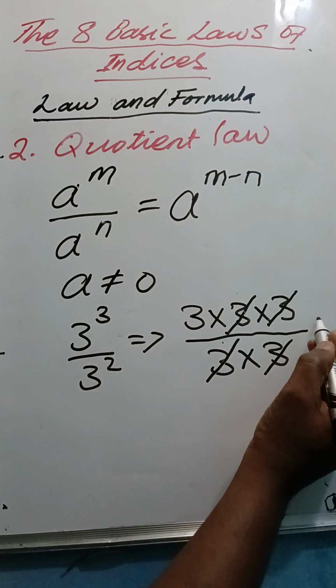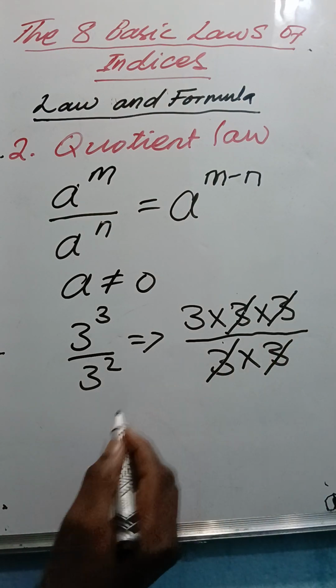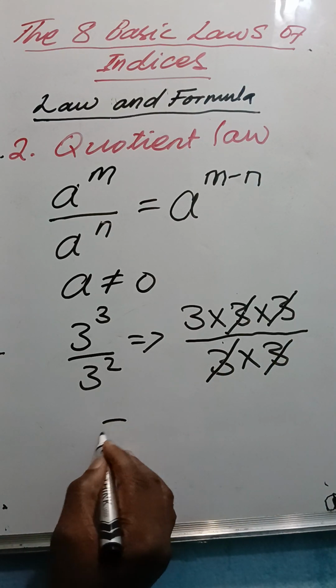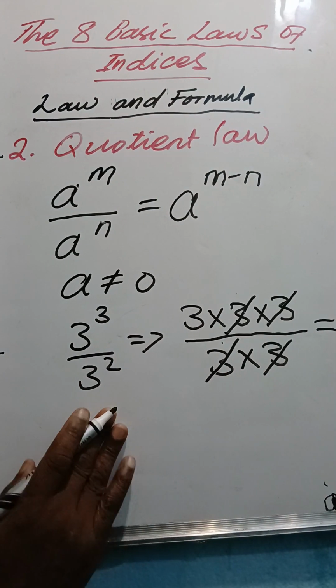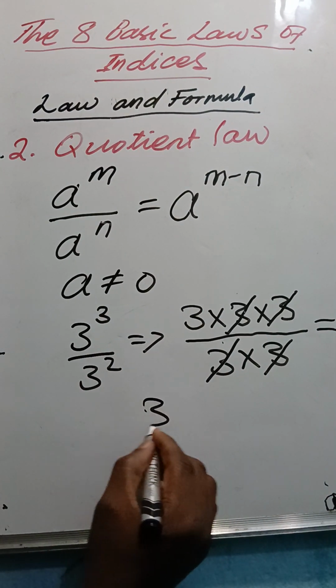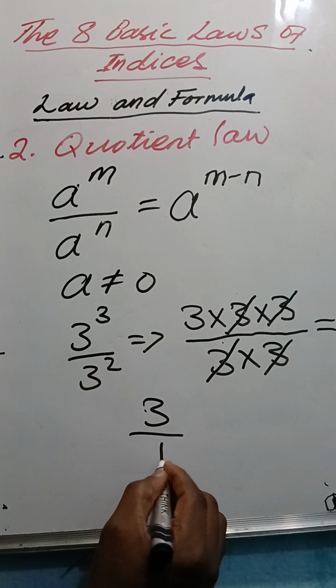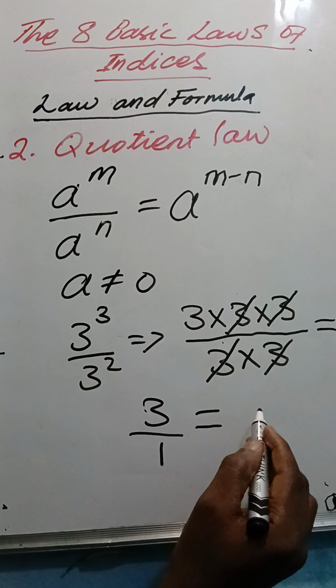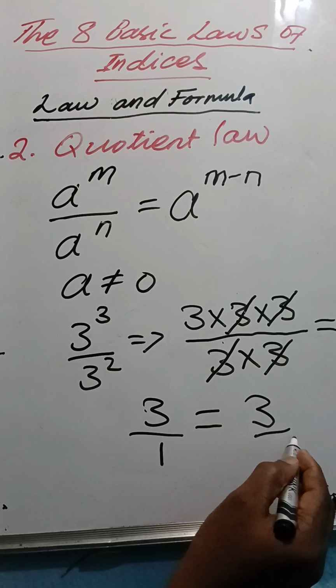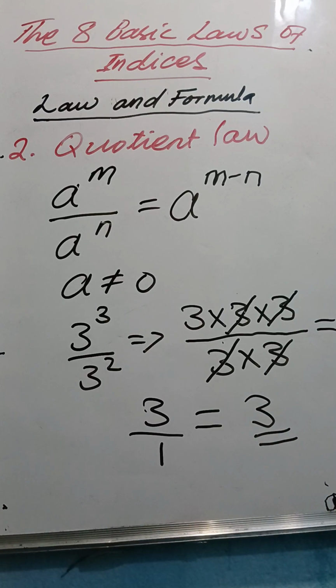All right, let me just write it down. Okay, write it down here. This will give you 3 over 1. So you divide 3 by 1, that will give you 3. So that's the meaning of all this.